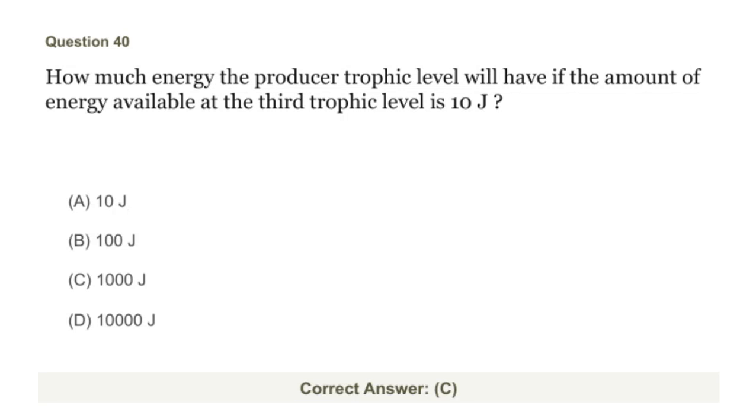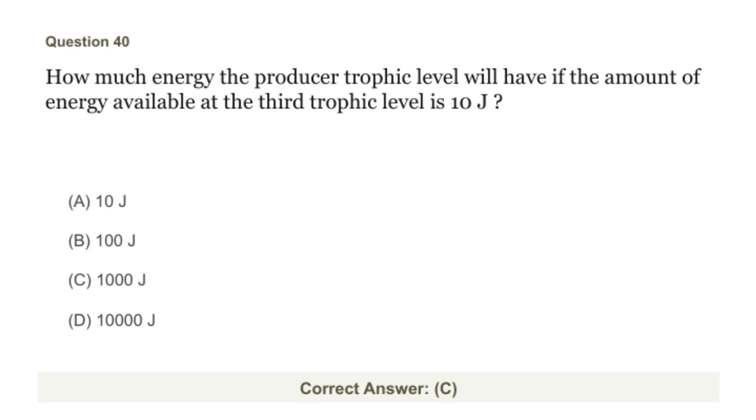All right, let's look at this question about energy transfer in a food chain. So, we're asked how much energy the producer trophic level will have if the amount of energy available at the third trophic level is 10 joules. Now, remember, in an ecological pyramid, energy decreases as it moves up each trophic level, typically by about 90% due to energy loss mainly as heat.